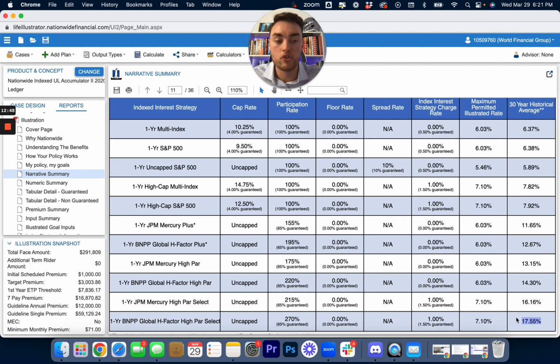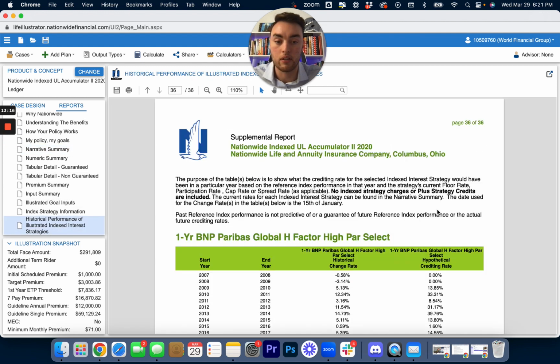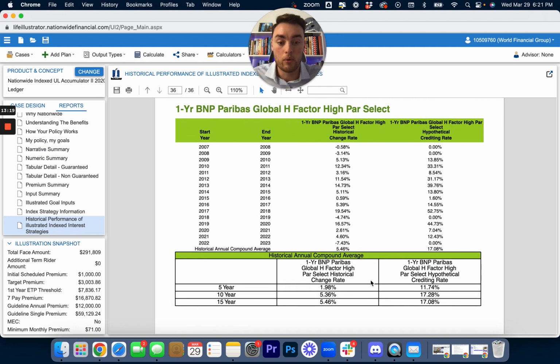And just to clarify, a lot of people get confused on this, and I take responsibility for that because I didn't start explaining it like this until recently, but this actual index strategy does not perform at 17.5%. You see this participation rate column here? This has a 270% participation rate. So let me explain this a little bit better so you have a clear understanding. This is the name of the index strategy, the BNP Paribas Global H Factor High Par Select.